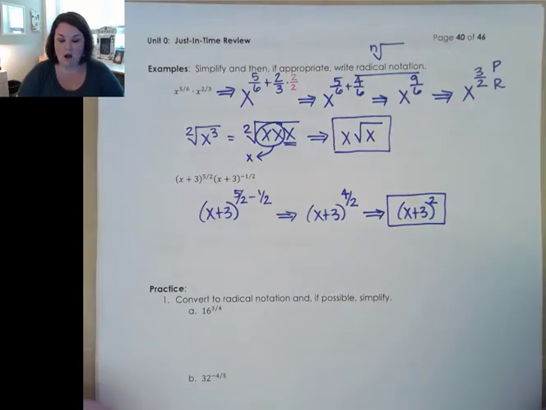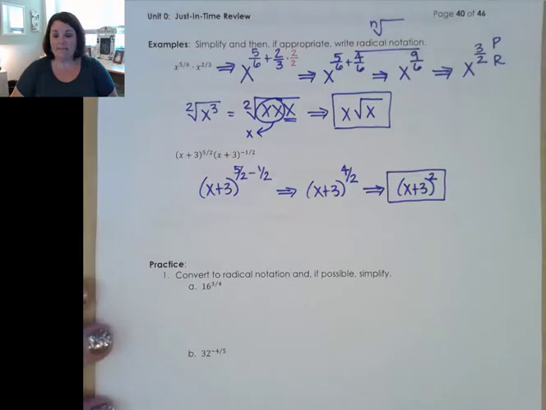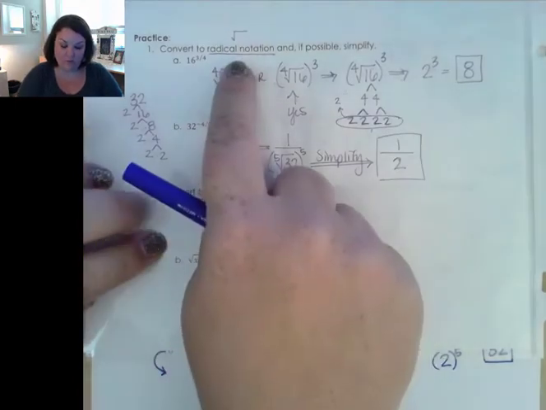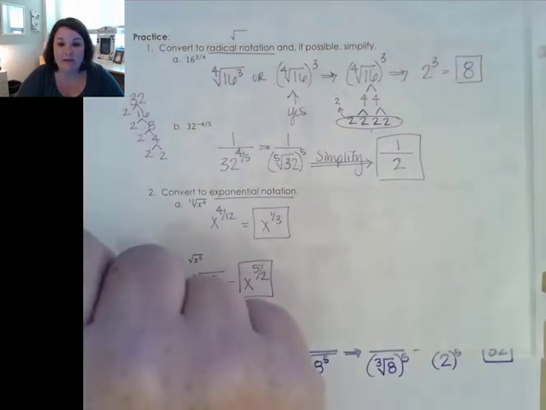Okay. All right. So there are several for y'all to try. Go ahead and pause the video, and once you've done them, or if you get stuck, go ahead and unpause and we'll go over them. All right, let's go ahead and look at number 1. Number 1, we're converting to radical notation and then simplifying it if we can.